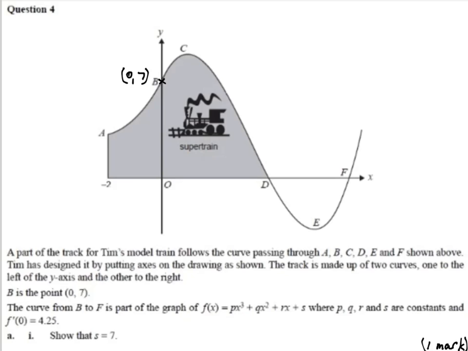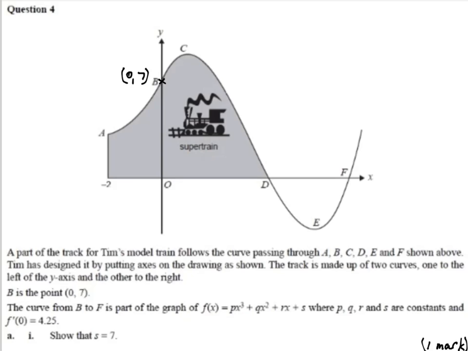Right. We've got a part of the track for Tim's model train that follows the curve passing through A, B, C, D, E and F shown above. Check it out. I think I can cope with that, can't you? Tim has designed it by putting axes on the drawing, as you do, as shown. This track is made up of two curves, one to the left of the y-axis and the other to the right. So it looks like we've got one function to the left, one function to the right. Okay, you still with me?